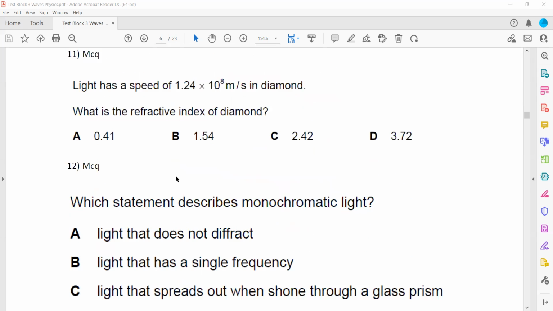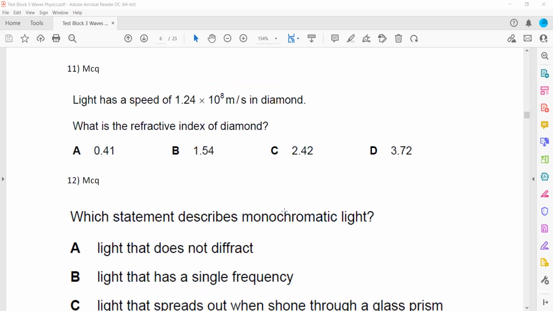In question 11, the light has a speed of 1.24 into 10 to the power 8 meters per second. What is the refractive index? When we have the speed, the formula for refractive index is the speed of light in air, which is 3 into 10 to the power 8, divided by the speed of light in the medium, which is 1.24 into 10 to the power 8. So simple, 10 power 8 cancels with 10 power 8. We just have to divide 3 by 1.24. That is equal to 2.419, which is equivalent to 2.42. So for question 11, C is the right answer.